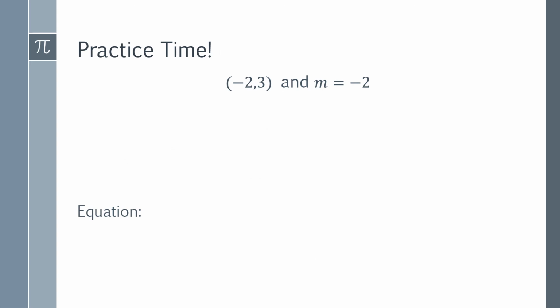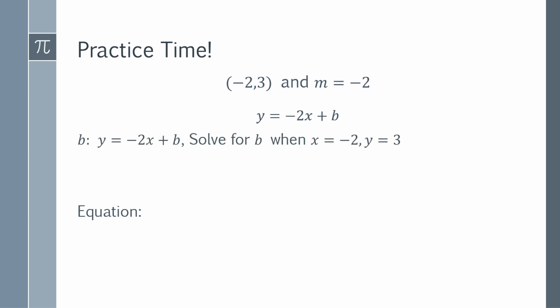All right, so now you're going to try this. Pause the video, solve it, come back and see if you're right. All right, so how do we find the equation of this line? First, we substitute the slope into the equation, and then we substitute the point in and solve for b. And when we do that, we get b is equal to -1. So our equation is y is -2x minus 1.